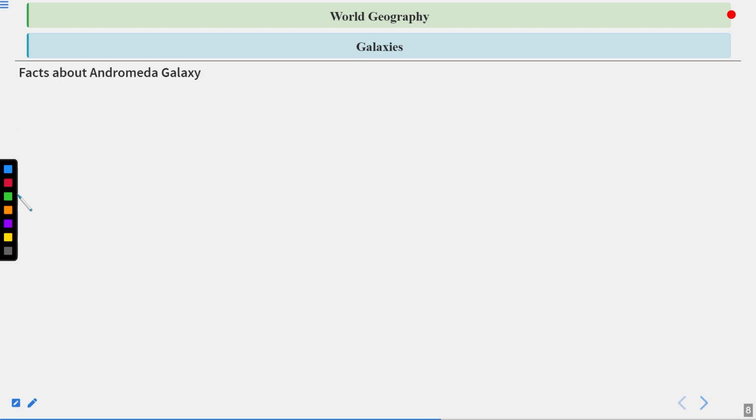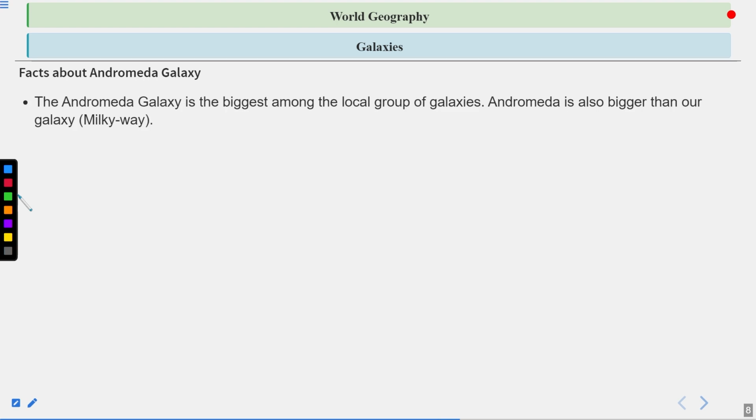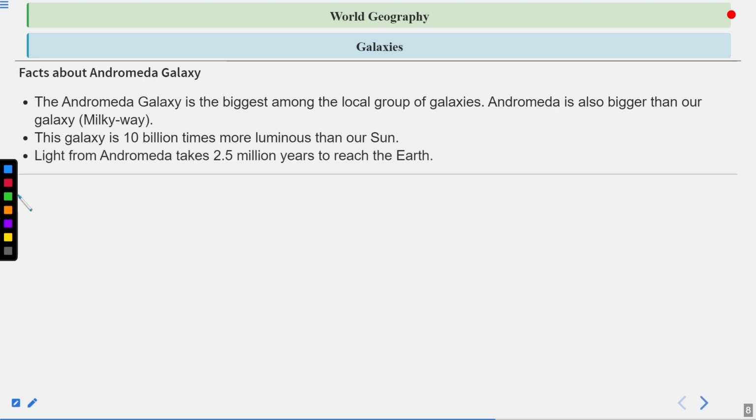Now facts about the Andromeda galaxy. The Andromeda galaxy is the biggest among the local group of galaxies. Andromeda is also bigger than our galaxy Milky Way. This galaxy is 10 billion times more luminous than our Sun. Light from Andromeda takes 2.5 million years to reach the Earth.